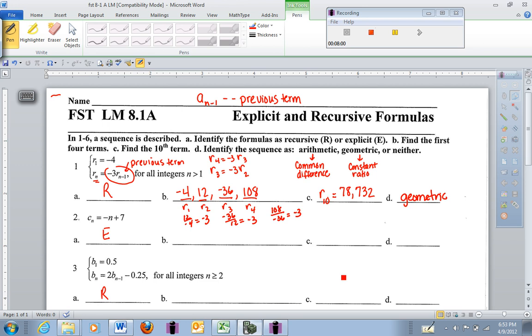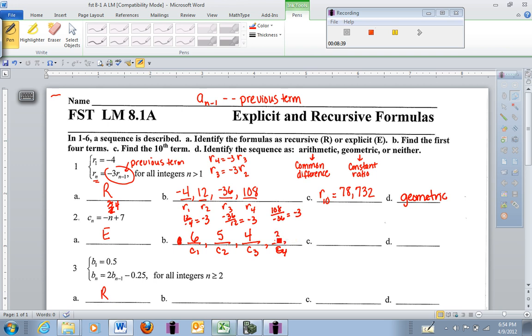Okay, let's look at number 2. Number 2 says we have c sub n is equal to the opposite of n plus 7. So for the first term, c sub 1, I'm going to find 4 terms altogether. The first term means I'm going to stick a 1 in for n, so the opposite of 1 plus 7 would give me 6. Then if I put a 2 in for c sub 2, I'm going to get 5, aren't I? When I put a 3 in for n, -3 plus 7 is going to give me a 4. And if I put 4 in for n, -4 plus 7 is going to give me 3, isn't it?